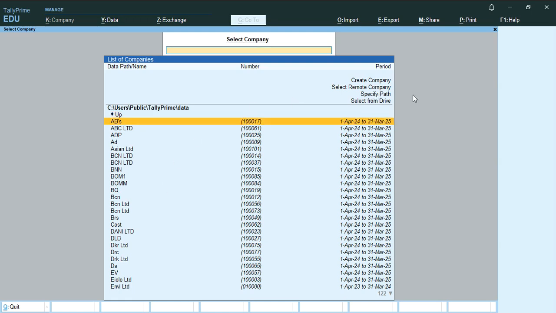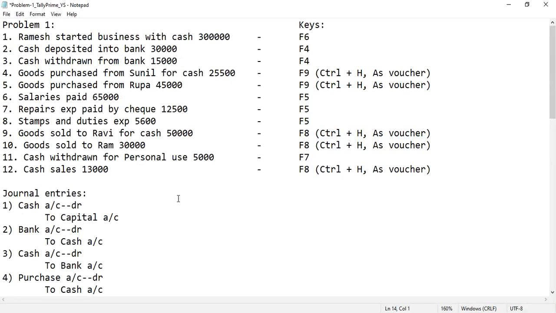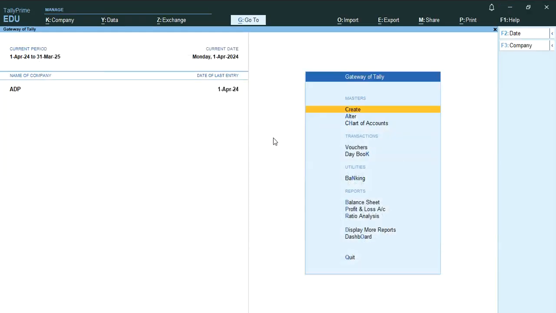After pressing that, for example, let me open any of the companies. It will be showing like this. This is called the Gateway of Tally. From here, first is to create a company. As we are using the educational version, only 1st April and 2nd April, these two dates will work. The remaining dates will not work. So for each and every question, this total one set is one problem, we will be creating a new company. Then we will do our work and generate profit and loss, balance sheet and other reports. So observe how to create the company.